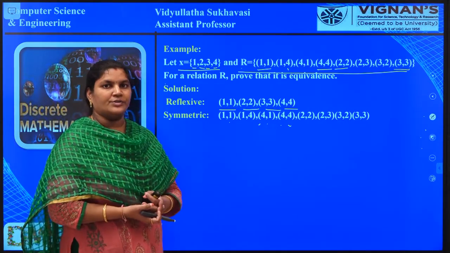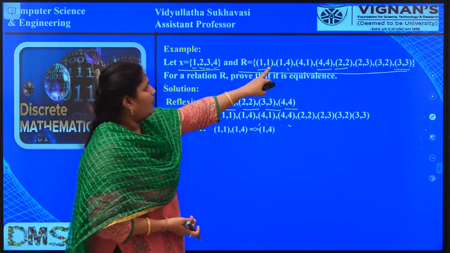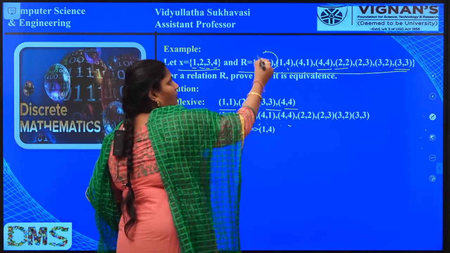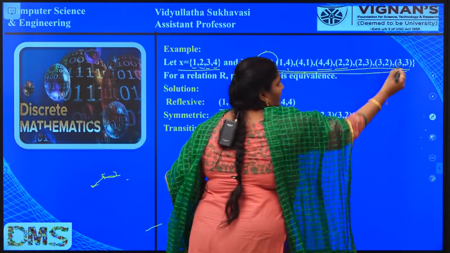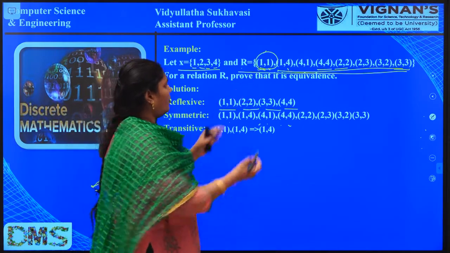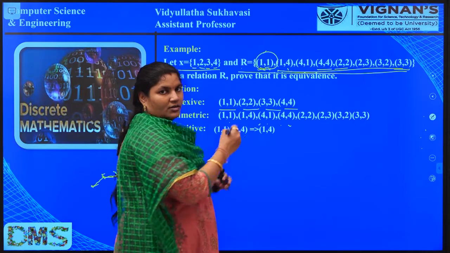Next, how are we going to check the transitive property? See here. First (1,1) as the starting pair. So with (1,1) we are checking with all the remaining ordered pairs. So how are we going to check? The second element of this ordered pair is 1.